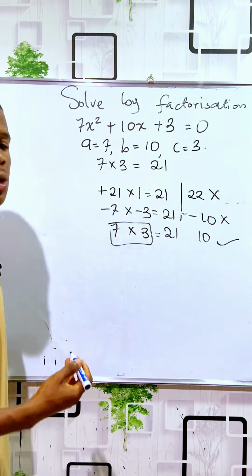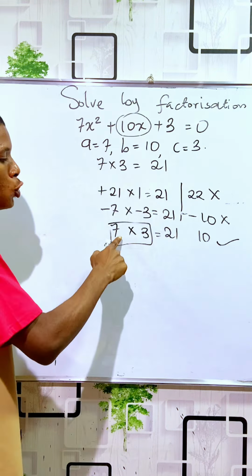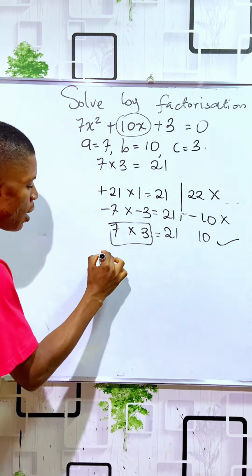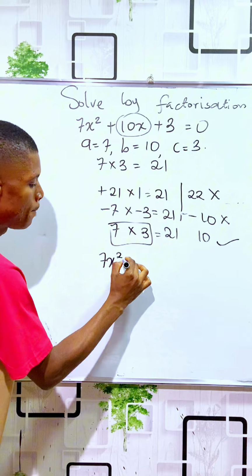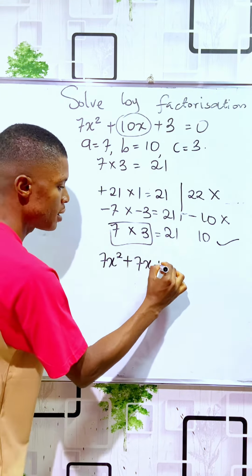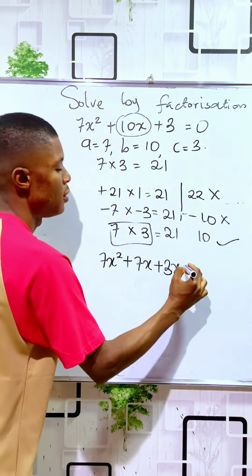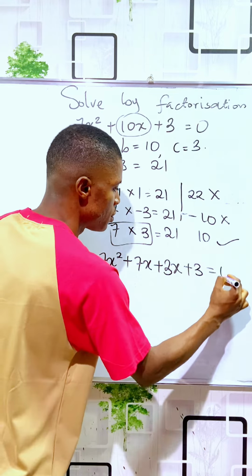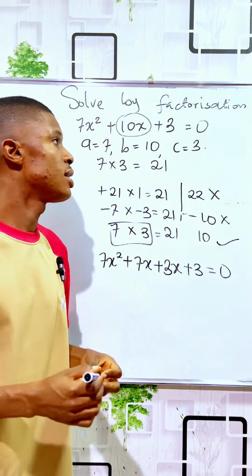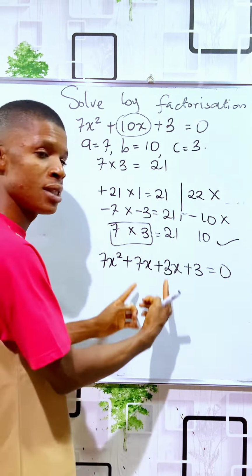So what we are going to do is expand the middle term, 10x, in the form of 3 and 7. So here we have 7x squared plus 7x, then plus 3x, then plus 3 is equal to 0. Nothing changed because 7x plus 3x is what? 10x. Recall the reason for this is to split the middle term.